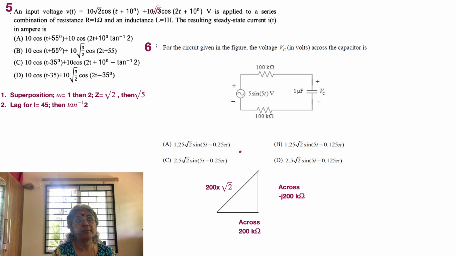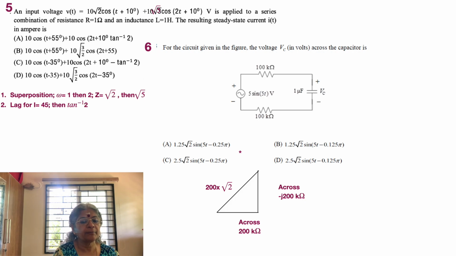So there are two impedances facing the same voltage, but of course the voltage components are different. That's idea number 1. And now let's see what is asked: the resulting steady state current IT. There are two bits of current, one at frequency 1 and another at frequency 2. So what do we have? We have two different impedances also.